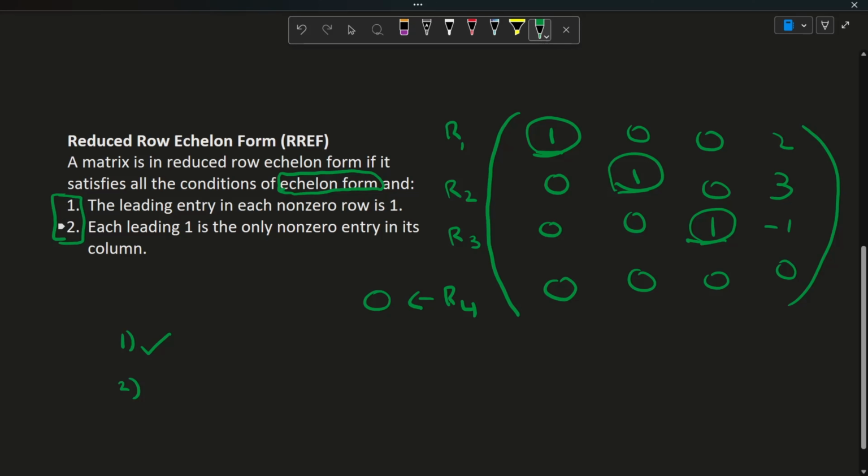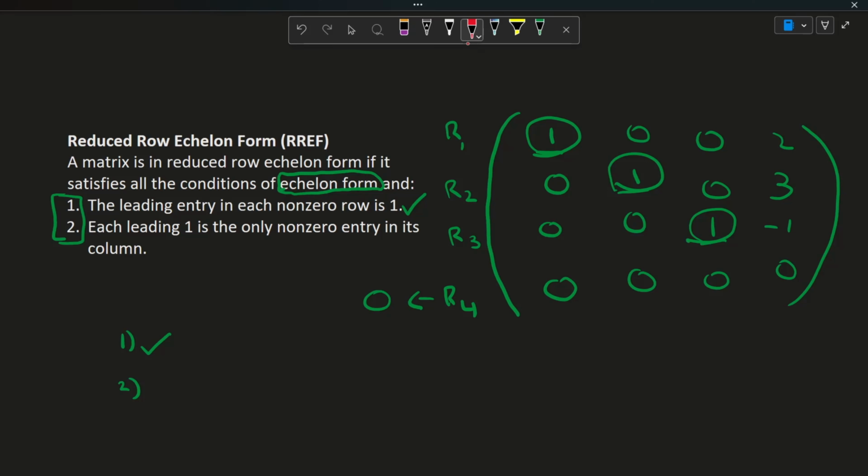The first rule states that the leading entry in each non-zero row is 1. That means that the first number in each non-zero row has to be 1. And it is, because we have a 1, 1, and 1 here. So that's right. And now our second rule says that each leading 1 is the only non-zero entry in its column.